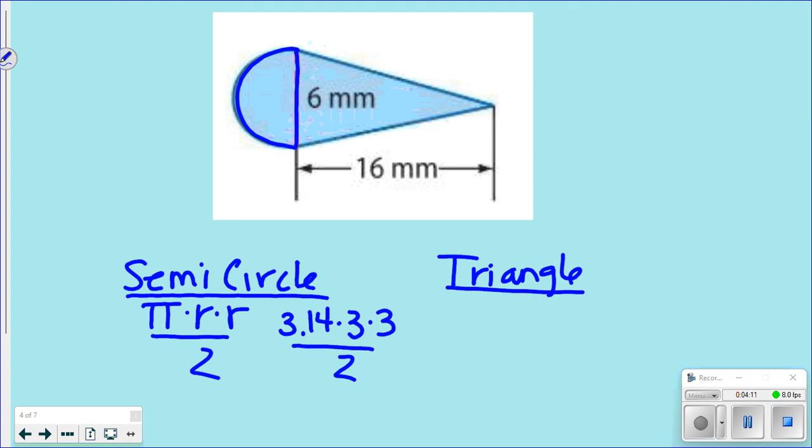Divided by 2. So that's 14.13. Okay, so this is my semicircle. Now I'm going to look at my triangle. I know it's base times height divided by 2.